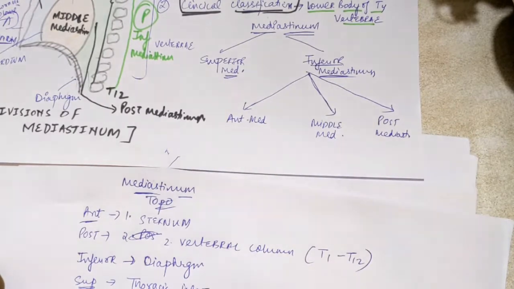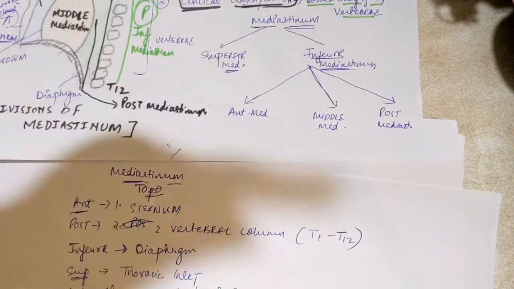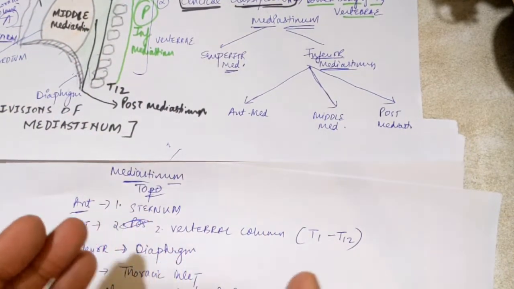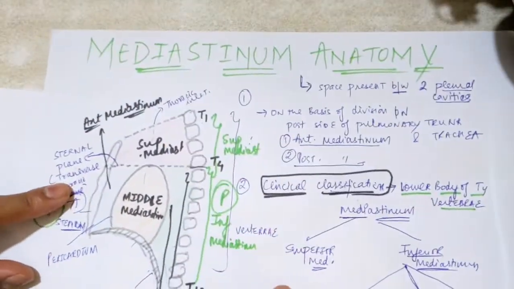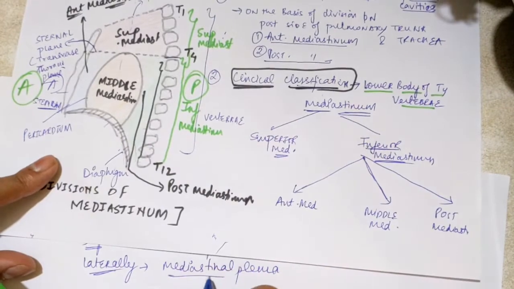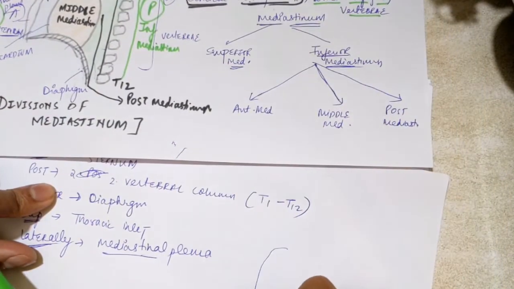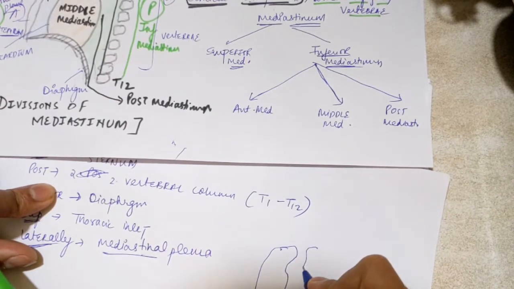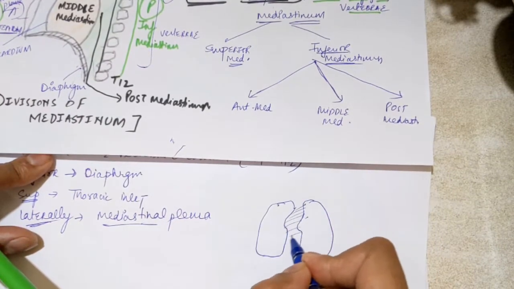Mediastinal pleura. In lungs, the pleura is a covering of the lungs from all sides. The covering which is present towards the mediastinal side is called the mediastinal pleura. So just see this basic diagram I am telling you here. This is your lungs. Between them there is a space, which is called the mediastinum.